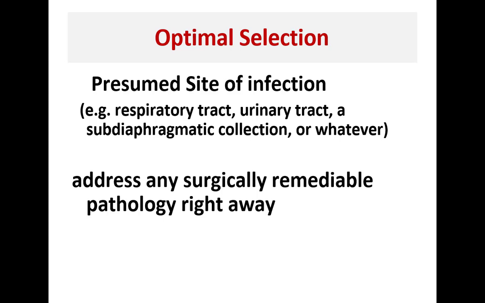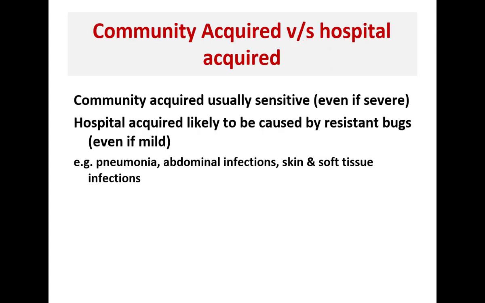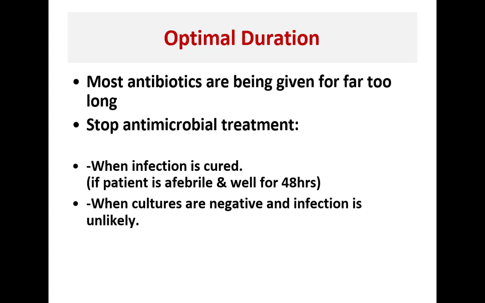So to sum up shortly, when we go for an optimal selection, we have to factor in the presumed site of infection and address any surgically remediable pathology straight away. You have to make a distinction between community-acquired infection versus hospital-acquired infection. Obviously, your choice would be different, and for hospital-acquired infection, your choice will be based upon your hospital antimicrobial policy and maybe a discussion with your microbiology colleague.